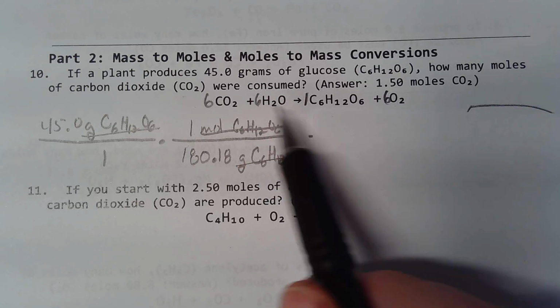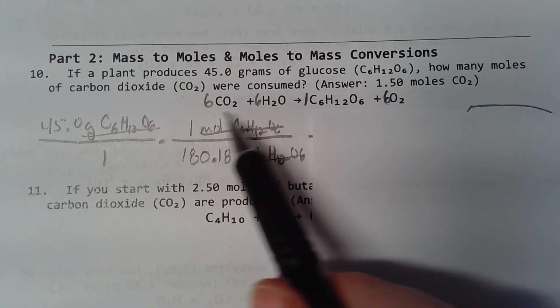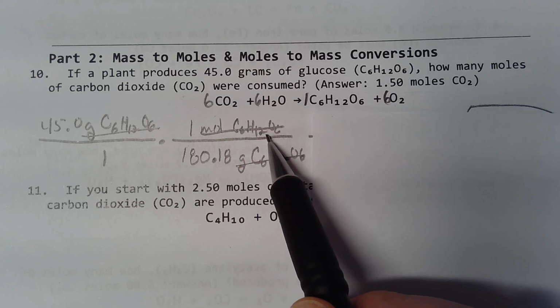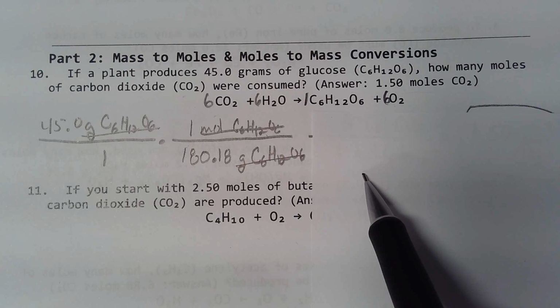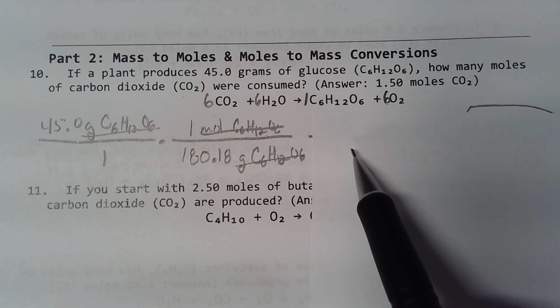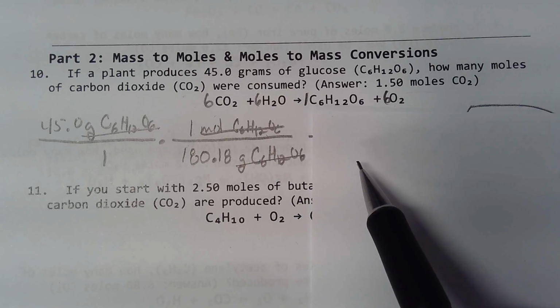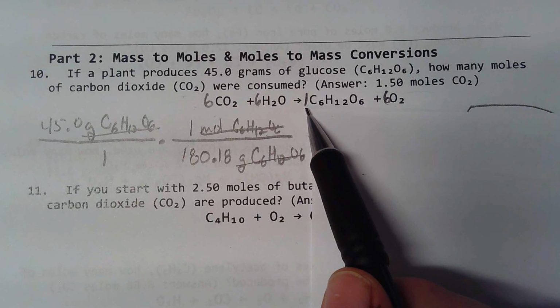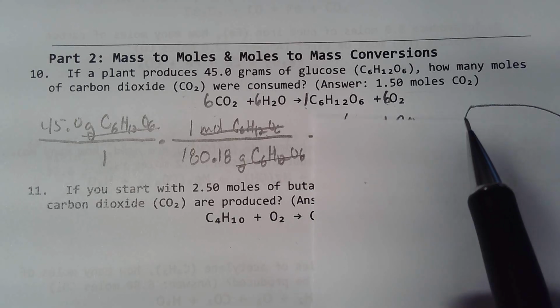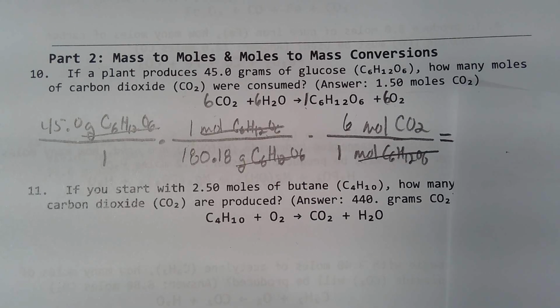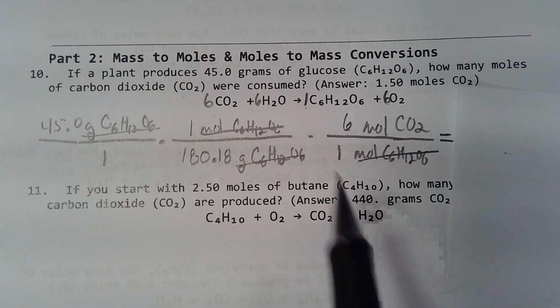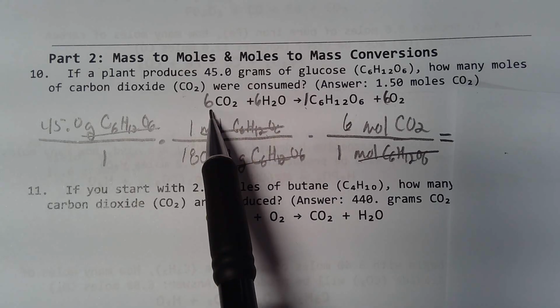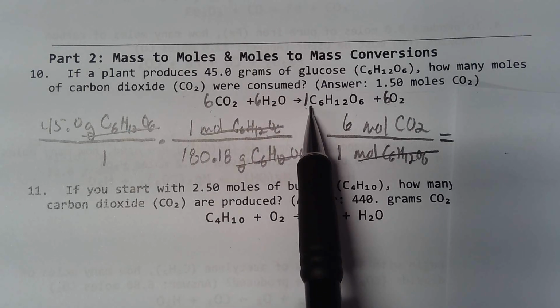So in order to do that, I'm going to use the mole-to-mole relationship from the balanced equation. Right now I have moles of C6H12O6 on top, which means in the next fraction I'm going to need to put the moles of C6H12O6 on the bottom. So the glucose moles needs to be on the bottom. It'll have 1 mole of that. On the top will be 6 moles of carbon dioxide, because again, that's what's from the balanced equation.